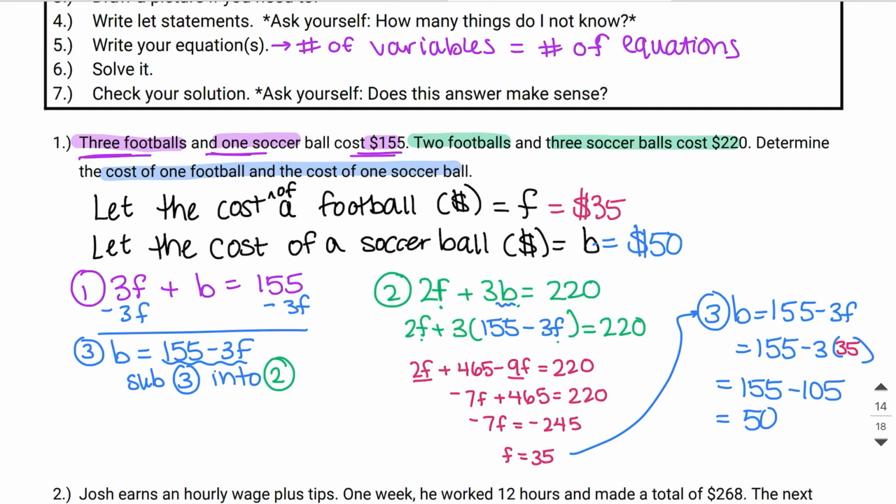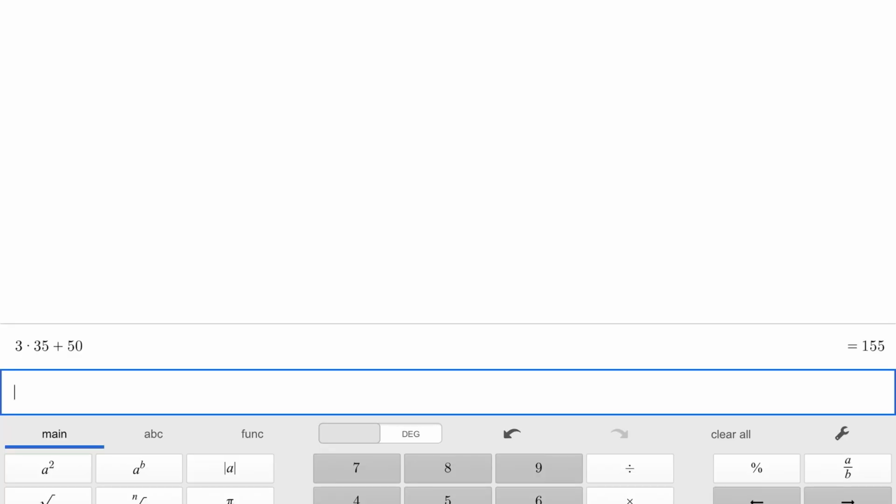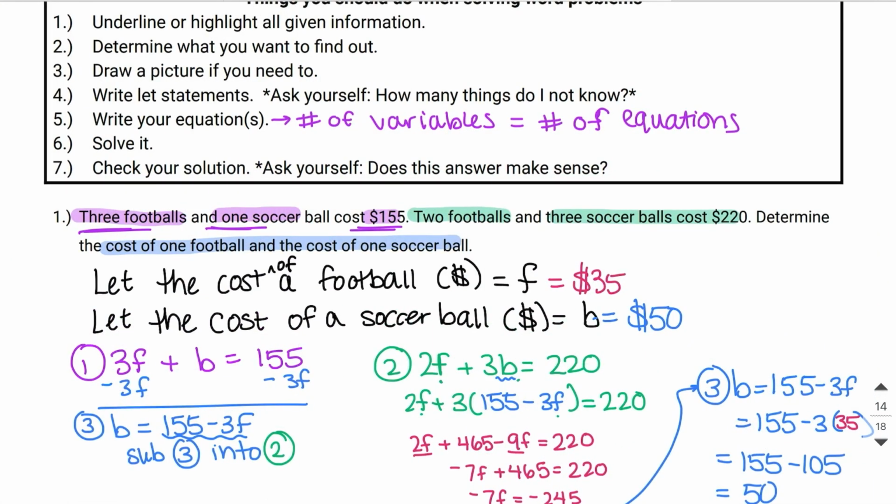Let's verify that we did this right. So we know that we can buy 3 footballs at $35 a piece, plus 1 soccer ball at $50 a piece, and pay $155. That's what it tells us in the first statement. In the second statement, it says we could buy 2 footballs for $35 a piece, plus 3 soccer balls for $50 a piece, and that would cost $220, which is exactly what it says here.